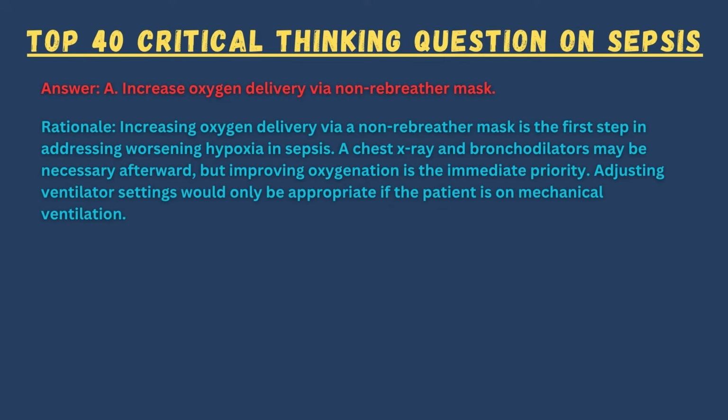Rationale: increasing oxygen delivery via a non-rebreather mask is the first step in addressing worsening hypoxia in sepsis. A chest X-ray and bronchodilators may be necessary afterward, but improving oxygenation is the immediate priority. Adjusting ventilator settings would only be appropriate if the patient is on mechanical ventilation.